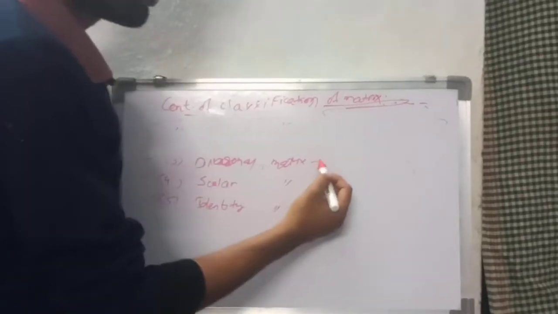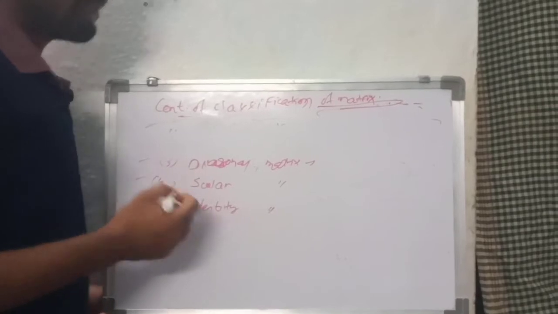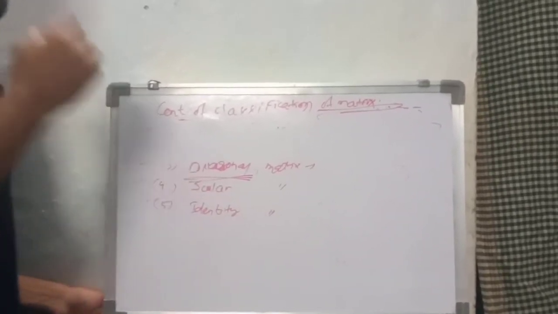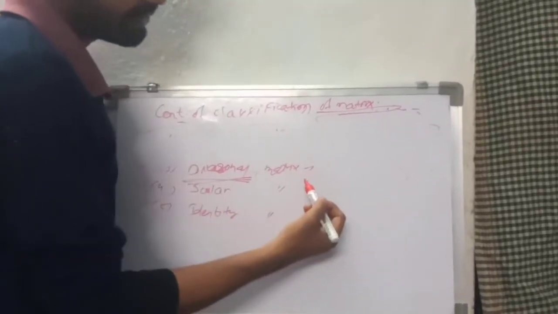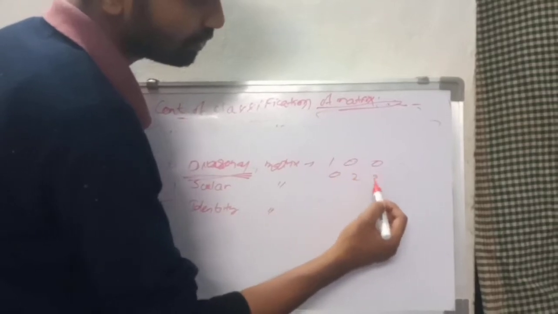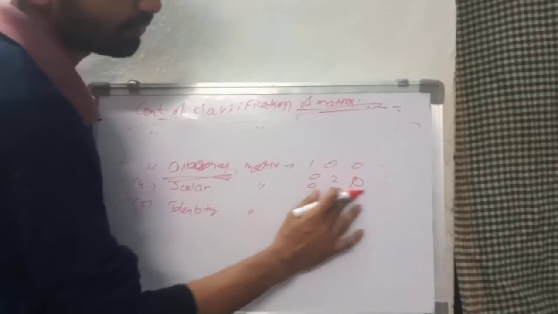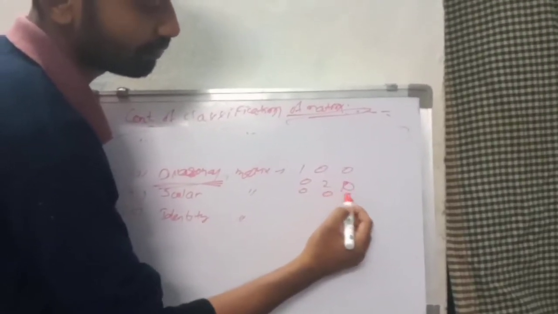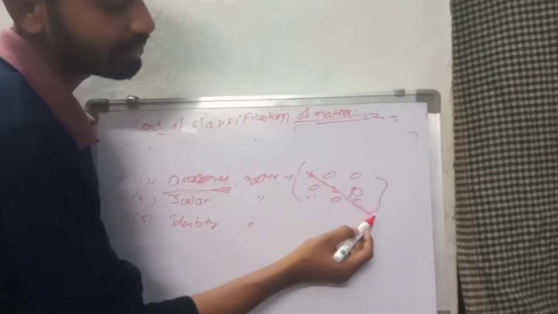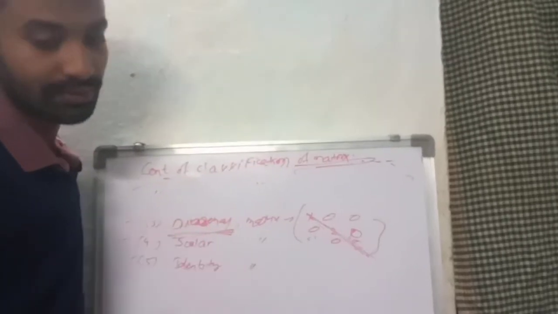What is the diagonal matrix? In a diagonal matrix, all the numbers will be present in the diagonal portion. Let's take an example: 1, 0, 0, 0, 2, 0, 0, 0, 5. This is the diagonal portion. All the diagonal elements will be present, and all the rest of the elements will be 0. So this is the diagonal matrix.